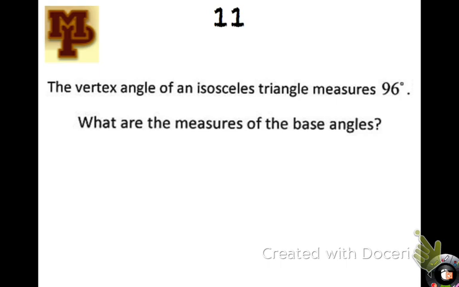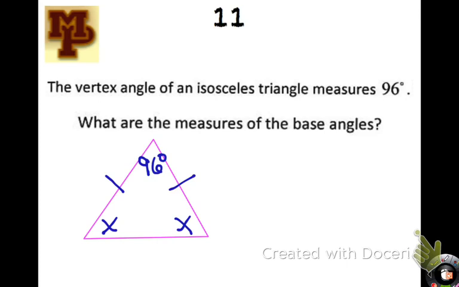Okay, on this one, we're given the vertex. So I would always draw the triangle just so we can kind of visualize it. So we have this triangle. The vertex angle is the one right up at the top. So this is 96. And if it's an isosceles triangle, that means those are the two legs. It would be congruent. And we know the base angles are always congruent. So then we would have those congruent.